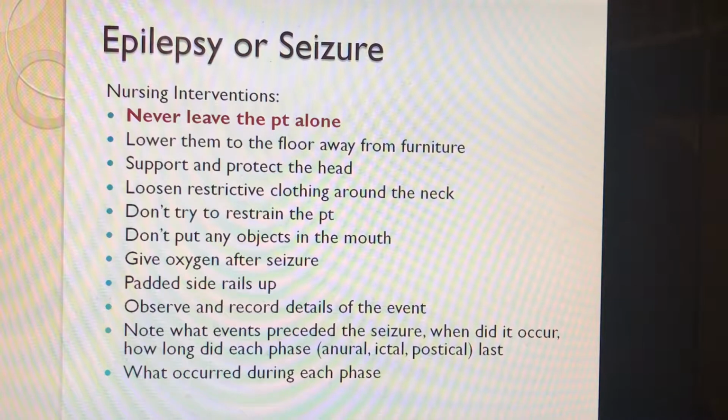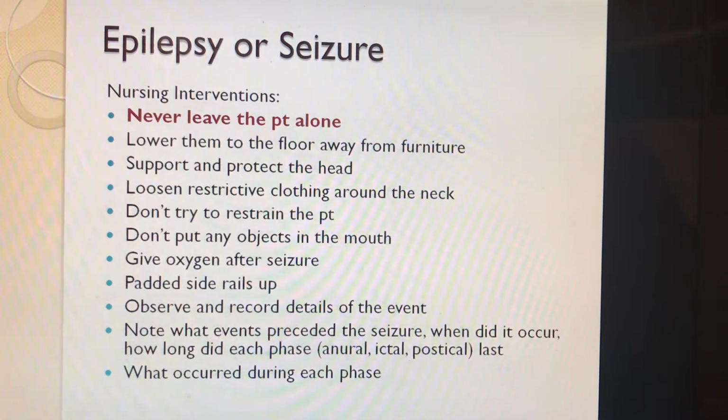Note what events preceded the seizure. When did it occur? How long did each phase last? And what occurred during each phase?